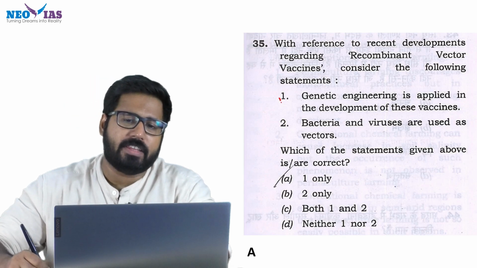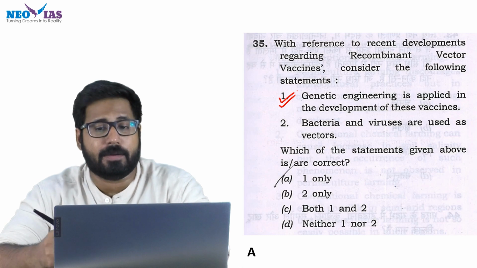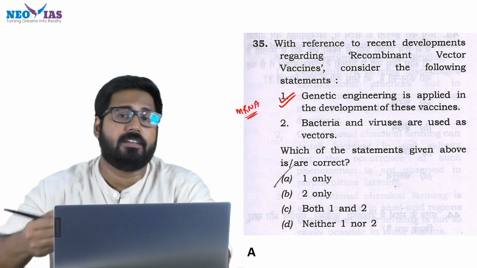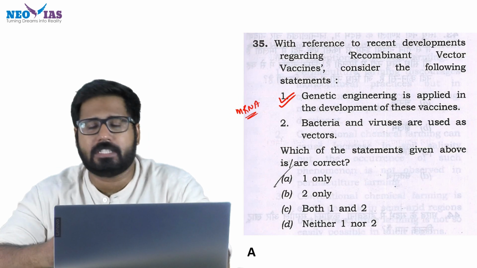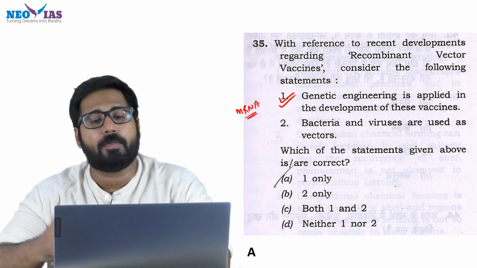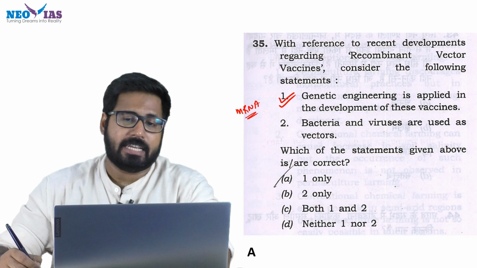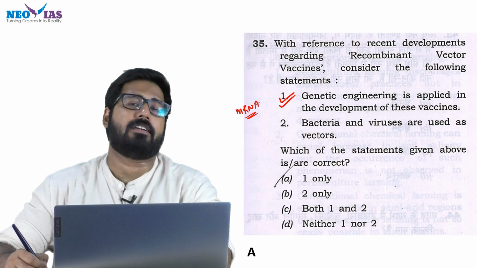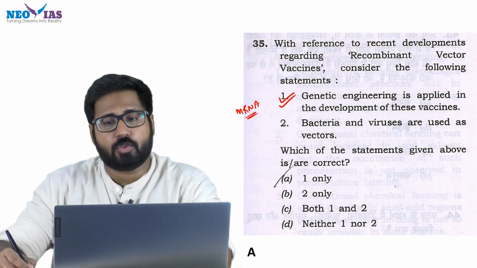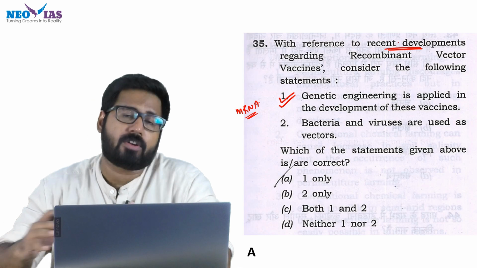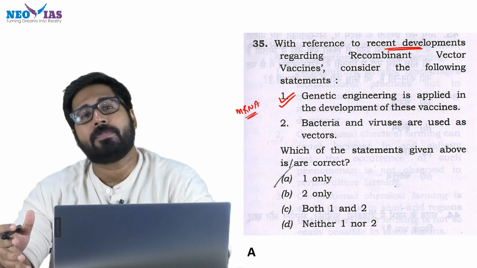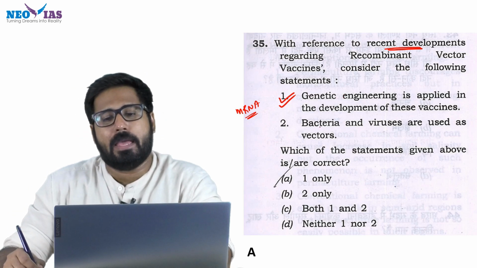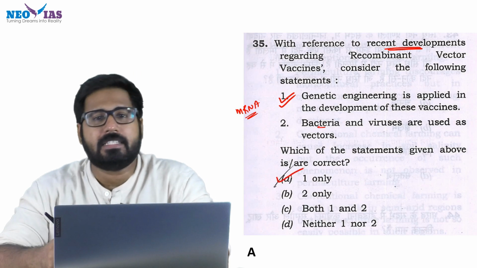The first statement is very simple. It's a direct yes. Genetic engineering is applied in the development of these vaccines. For example, we have the mRNA, the DNA vaccine, etc. All these are the new vaccines which are coming up, which are the recombinant vaccines. Now coming to the second statement, bacteria and viruses are used as vectors. For this statement, you have to read the question again with reference to recent development. When we talk about recent phenomena as far as vector vaccines are concerned, this statement is wrong because we don't have as of now any bacterial vectors. So the answer for this one is A.